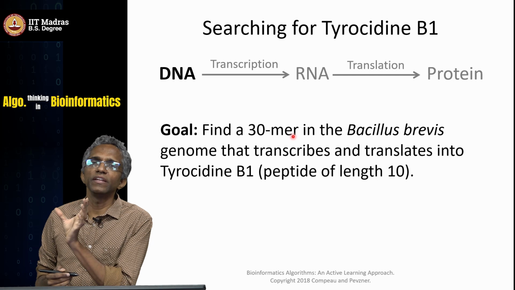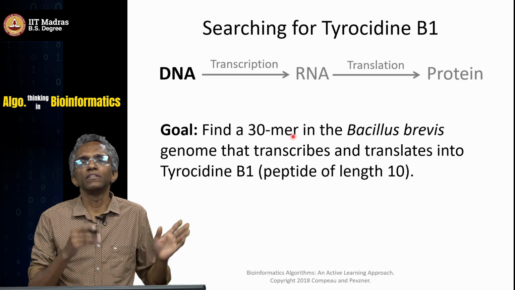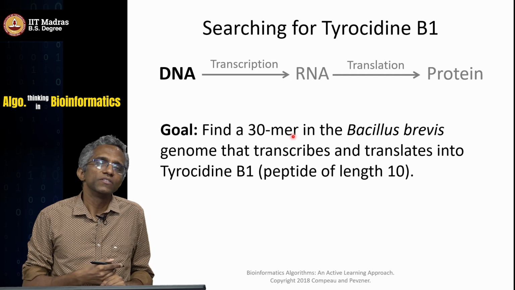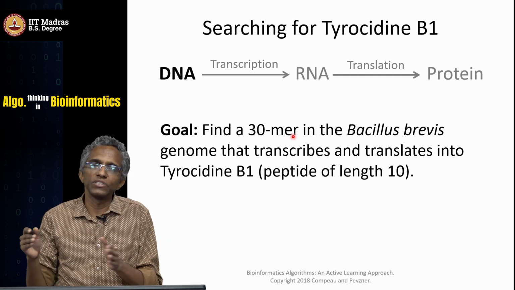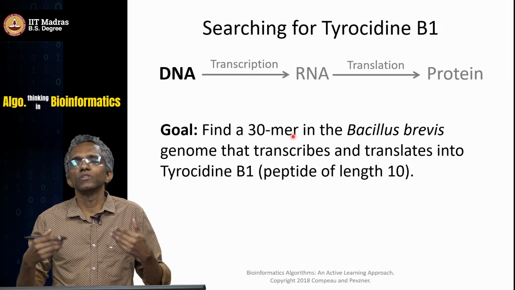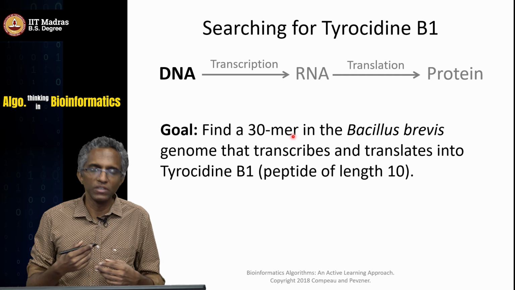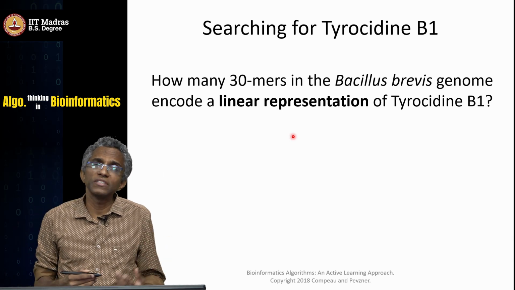Because translation can happen from any starting position, you have to slide a window of length 30 across the whole genome. You can't just look at multiples of 3; you have to slide a window one position at a time and see if that 30mer, once you apply the genetic code mapping, will give you tyrocidine B1. Once you do that, something surprising happens.